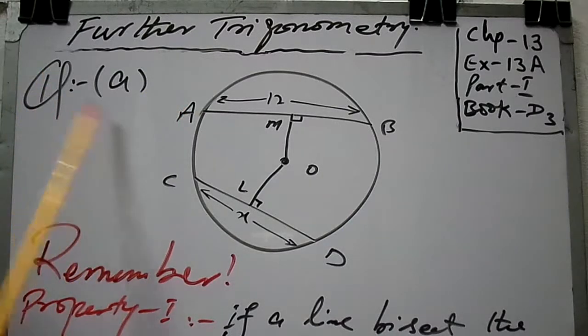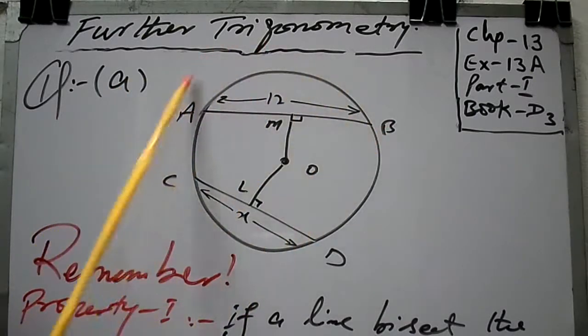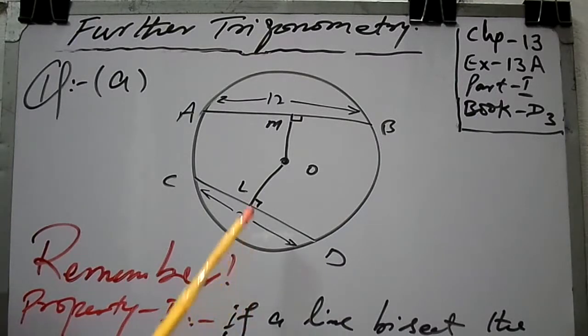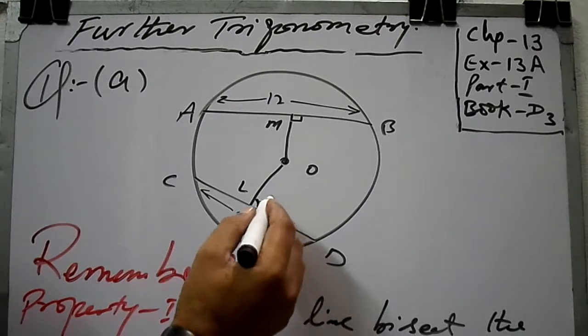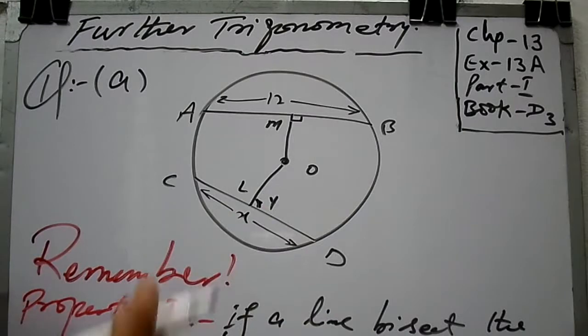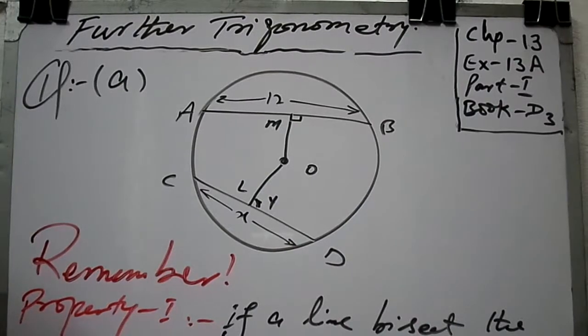In question number 1, part A, in the given circle we have to find the values of x and y in each case. Before finding the values of x and y, first two properties should be memorized by you.